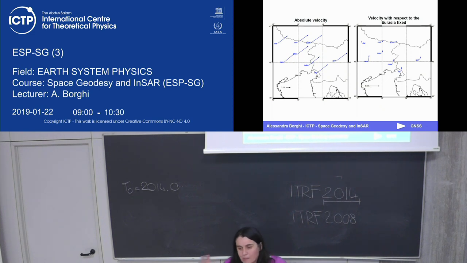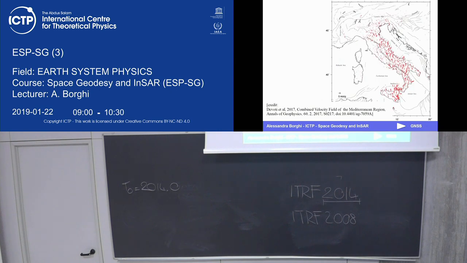A no-net-rotation solution is like an absolute solution that is related to the plates. And so this is for Italy, for instance. Sorry, it's very dense, but you can see that in this part we have a higher velocity, especially in the south. We have the boundary between the Eurasian plate and the African plate. And for instance, the western part of northern Italy has a lower value than the other part. Here we have the Apennine mountains, and there is a gradient between the velocity of this part of the Apennines and the other part.